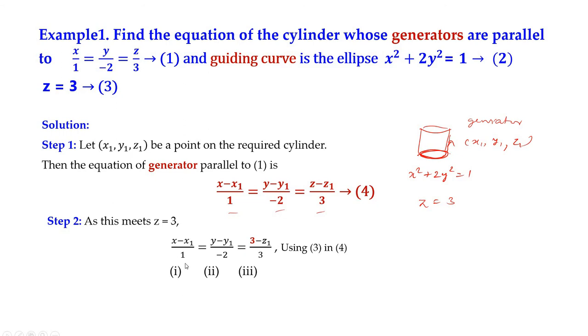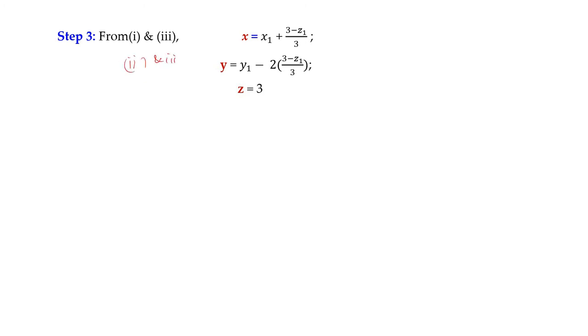Now these expressions, when we name them as 1, 2 and 3, then by considering 1 and 3 we get the x value, and by considering the second and the third, we get y in terms of y1, and already z equal to 3. So from 1 and 3 we have this, and in the same way from 2 and 3 we get this one, and already we have z equal to 3. We shall name this as equation 5.